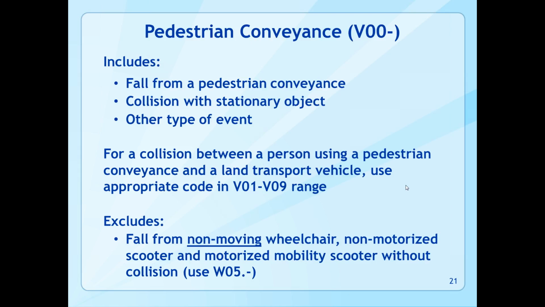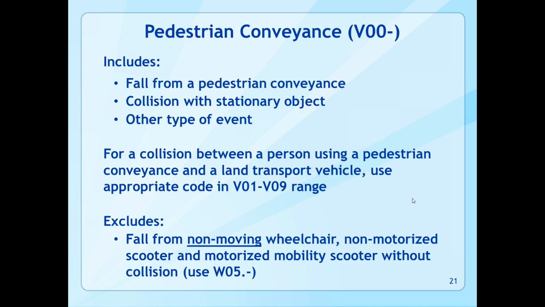Another example, a kid on a skateboard collides with a moving car in a parking lot. The appropriate code to use is V03.02. Pedestrian on skateboard, injured in collision with car in non-traffic accident. Again, V for transportation, second character of 0 for pedestrian or pedestrian conveyance for the person who was hurt, third character of 3 for colliding with a car, and then the fourth and fifth digits providing the additional details. That is, that the pedestrian was on a skateboard and that the event was non-traffic.